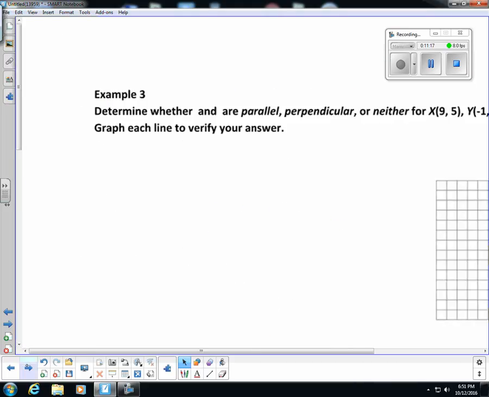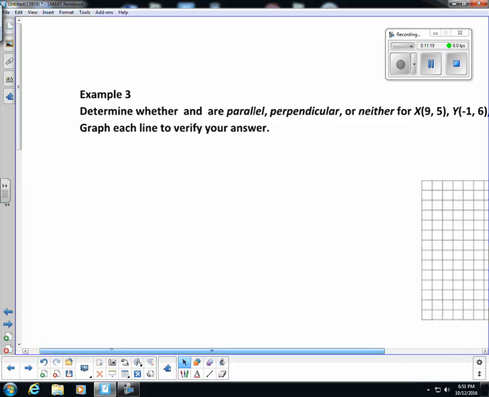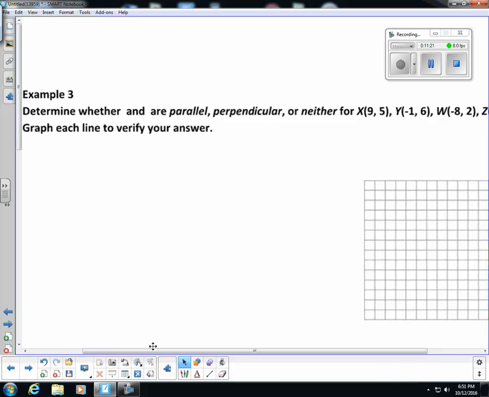Okay, moving to example 3. We're going to do a little graphing here. Now there's some words missing here. What we want to determine is whether line XY and line WZ are parallel, perpendicular, or neither. So here's the trick.